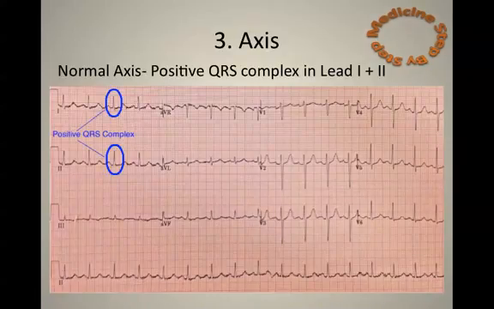Then check to see if there is any axis deviation. Normal axis is between -30 degrees and 90 degrees. Use leads 1, 2 and 3 to check the axes of the ECG. Positive QRS complexes in leads 1 and 2 indicate a normal axis. There can be different causes of axis deviation, for example a pulmonary embolism for right axis deviation or Wolff-Parkinson-White syndrome for both left and right axis deviation.